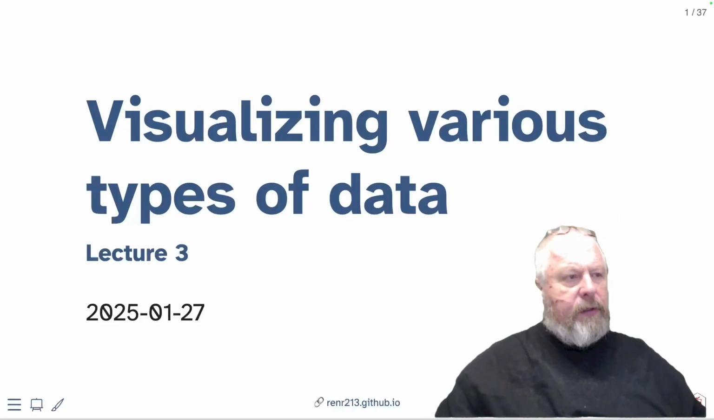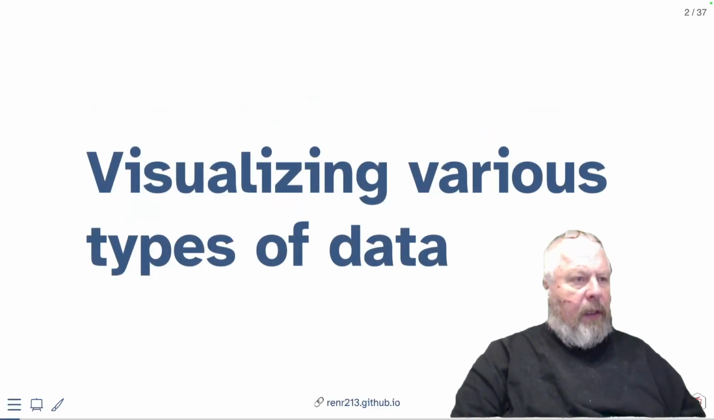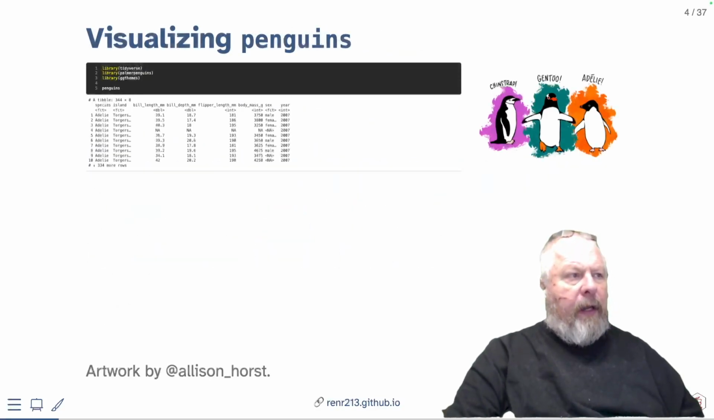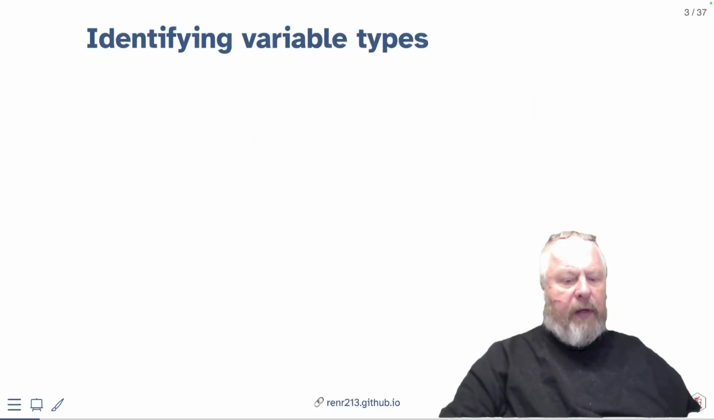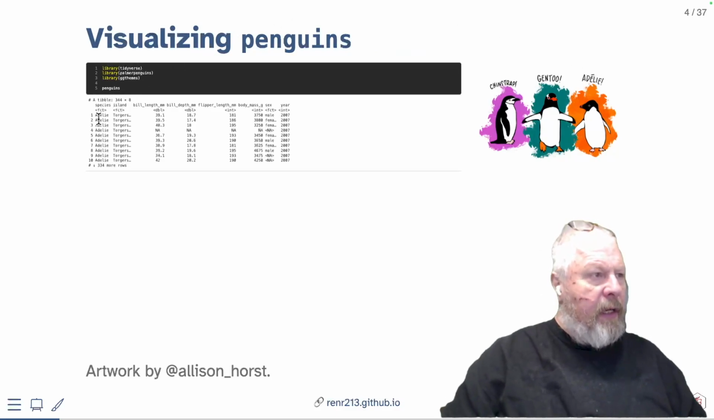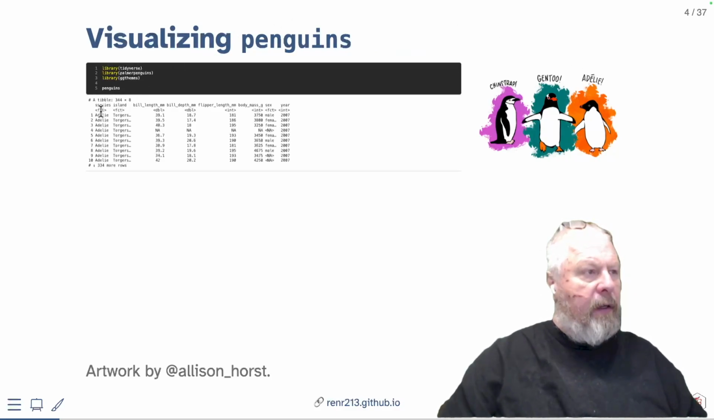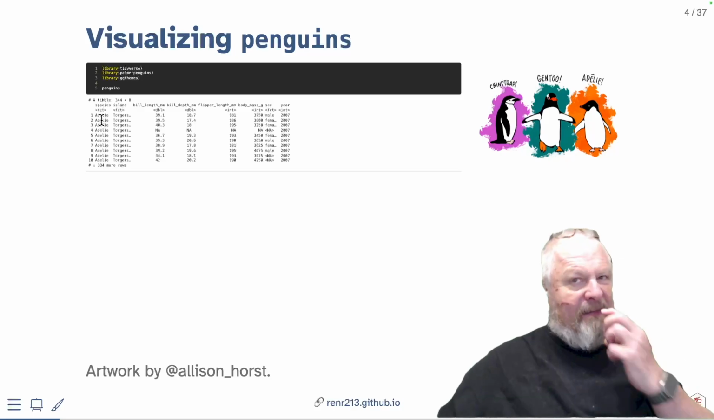This video is about ways of visualizing different types of data. And what we want to do is to identify different kinds of variable types. If we look at the penguins data, you may not be able to see this, but under species, we see this thing that says FCT. That means species is a factor.